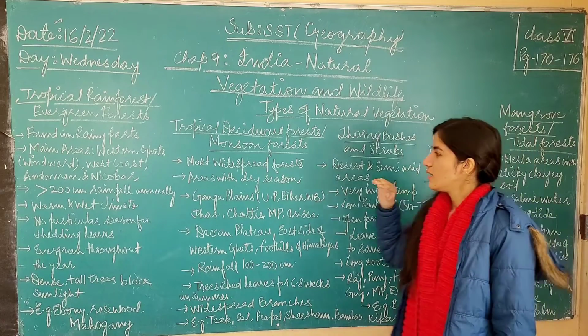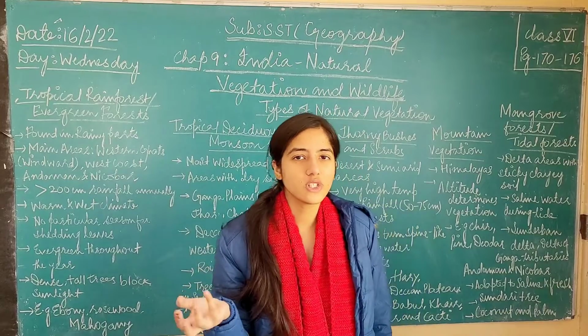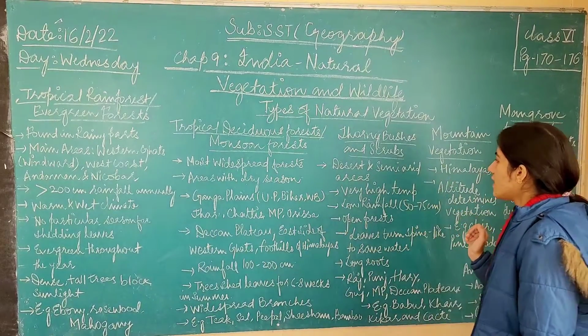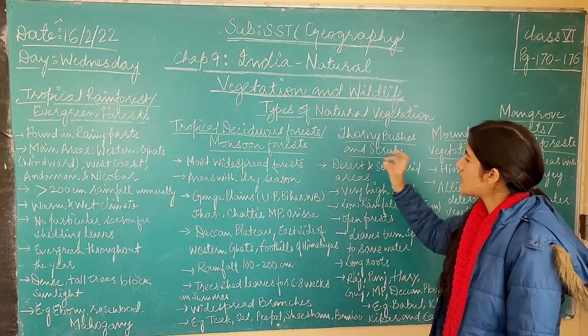The areas which are semi-arid, it means that they are dry, but sometimes they also receive rainfall, which is very less, so they stay semi-arid, right? They stay semi-dry. They are not completely dry. So thorny bushes are found in semi-arid areas as well as the deserts.